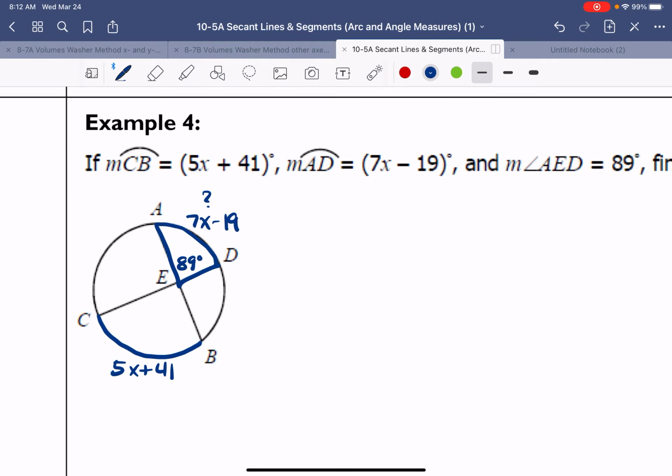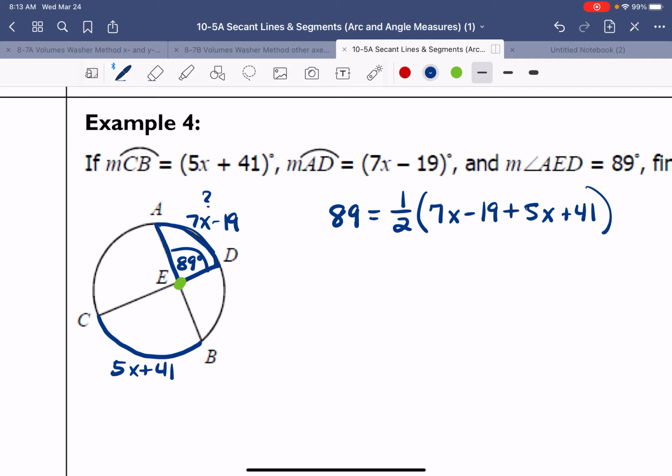All right, so again, as long as you pay attention to where the intersection is located, setting up this formula can be fairly simple if you just set it up correctly. So you know that the angle 89 is equal to 1/2 of the measure of both of the arcs intersected added together, right? So I'm going to do 7x minus 19, and then plus the other arc, 5x plus 41.